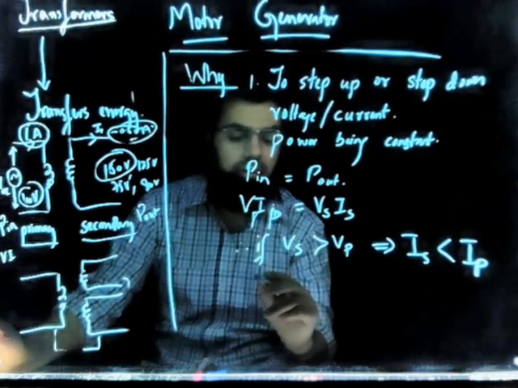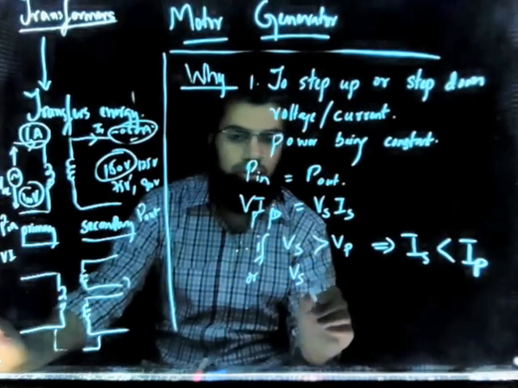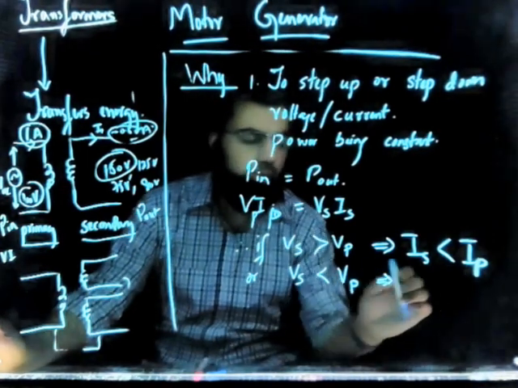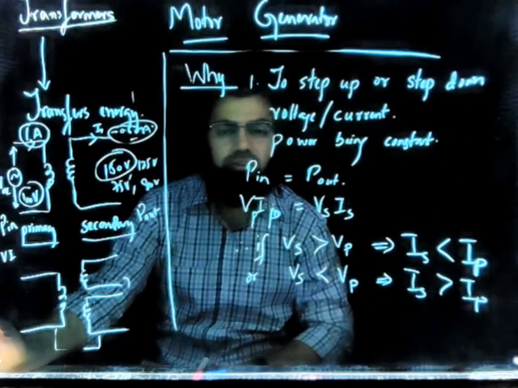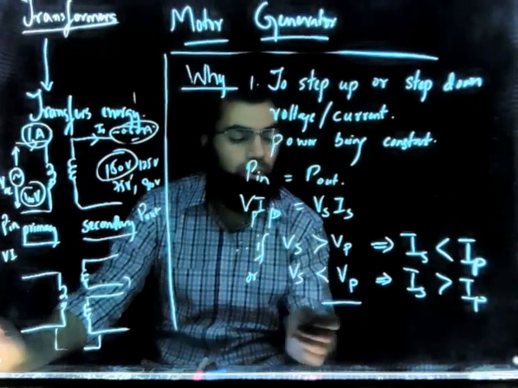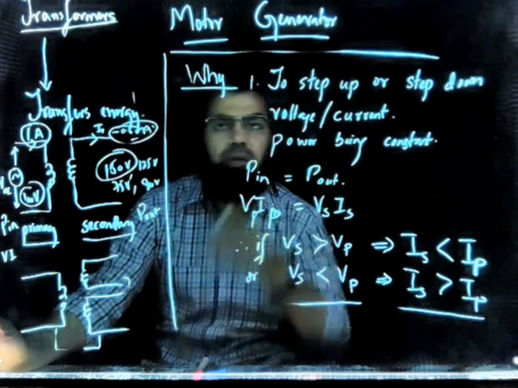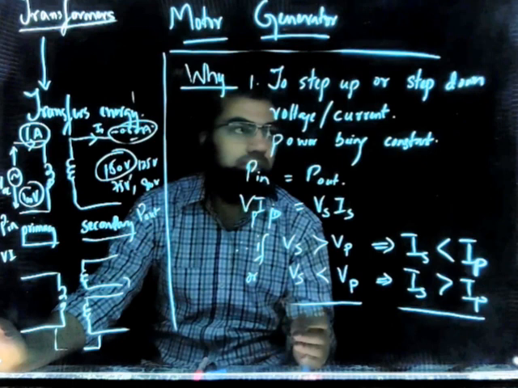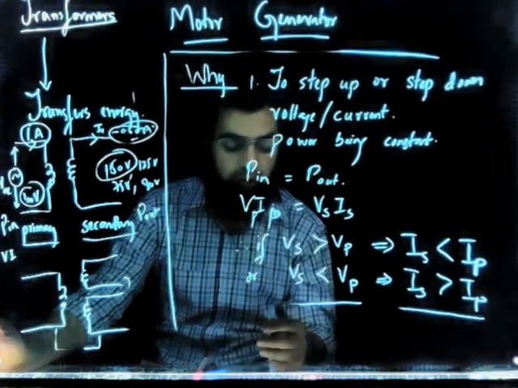Or contrary to this, if your voltage on the secondary side is less than Vp, then for maintaining the same amount of power, Is has to be greater than the primary current. So secondary current has to be greater than the primary current. So if your voltage is stepped down, your current has to step up. This is the primary purpose of using a transformer, that is for stepping up voltage or stepping down voltage.